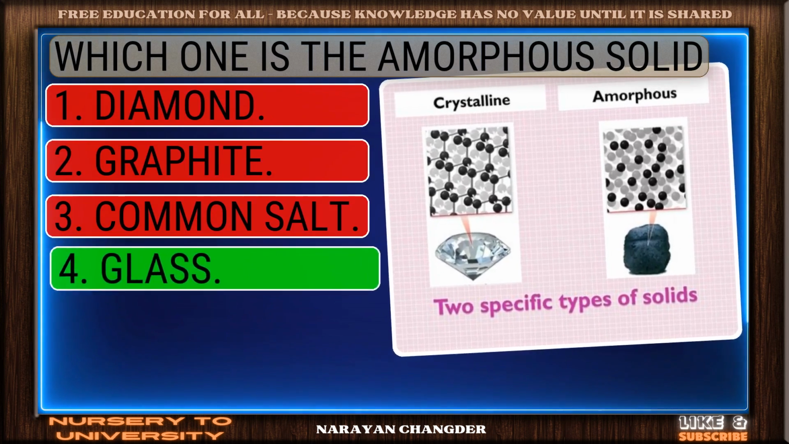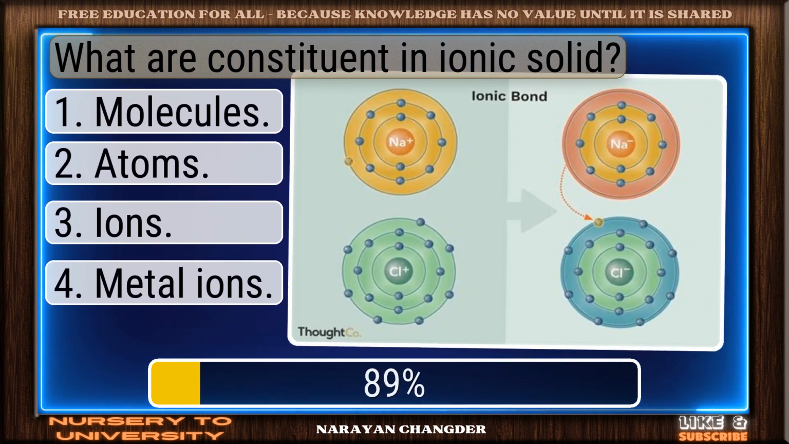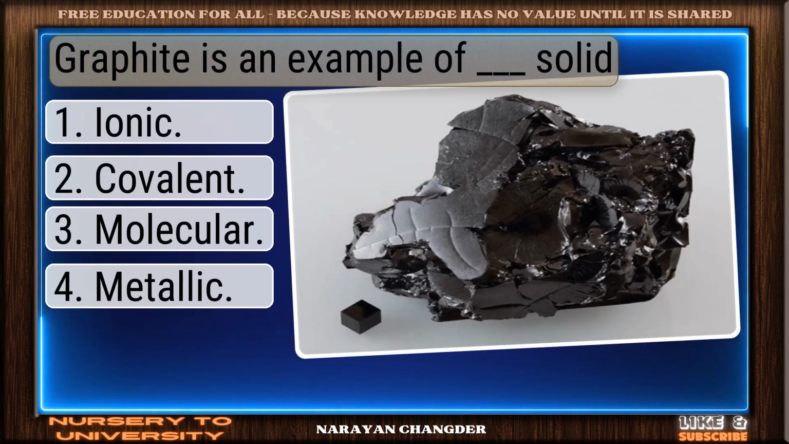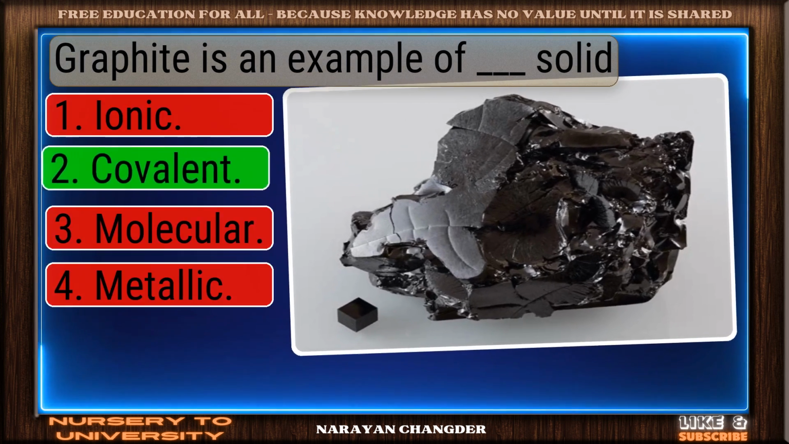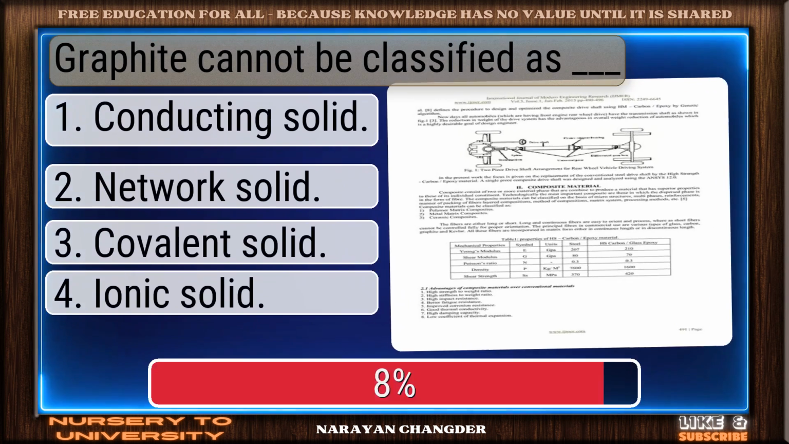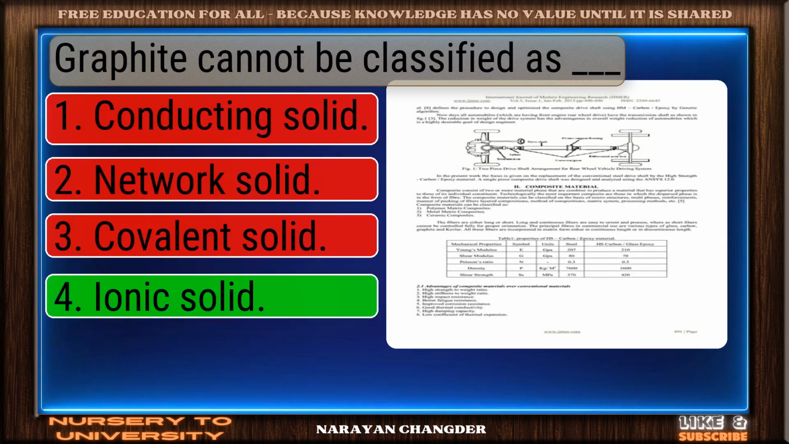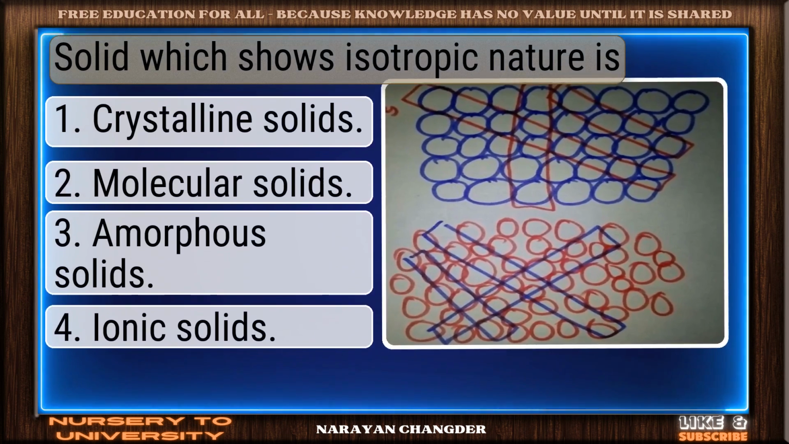Keep it up, glass. What are constituent particles of ionic solid? Well done. Graphite is an example of dash solid. Well-reasoned, covalent. Graphite cannot be classified as dash. Solid response, ionic solid. Solid which shows isotropic nature is.